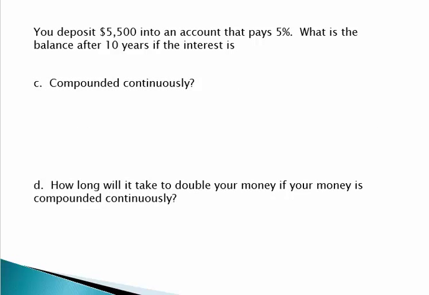All right, now the next question I'm going to ask you is, what if it's applied continuously? The concept being that it's just always applied, always reinvested. So you have a different formula for continuously compounded. It's your initial amount times e to the rt.